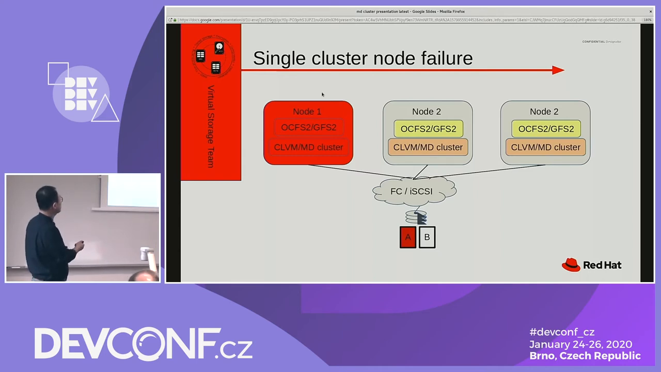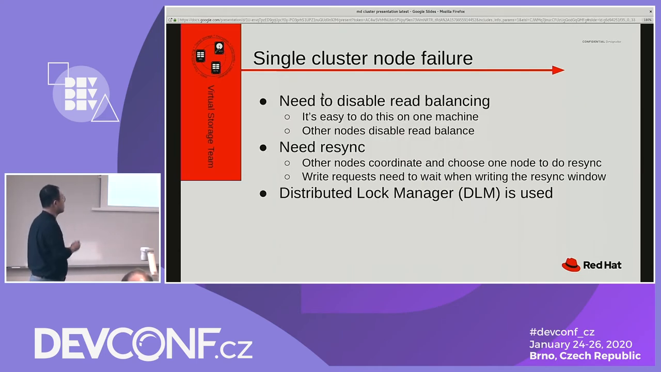So, the first problem, disable read balance. It's easy to do on a one machine situation. You just need to set a bit or a value, and when a read request comes, it checks the value. If the value is true, okay, I'll read from the first device. But for RAID1 cluster, it needs to disable read balance on all cluster nodes. It needs a method to coordinate between cluster nodes.